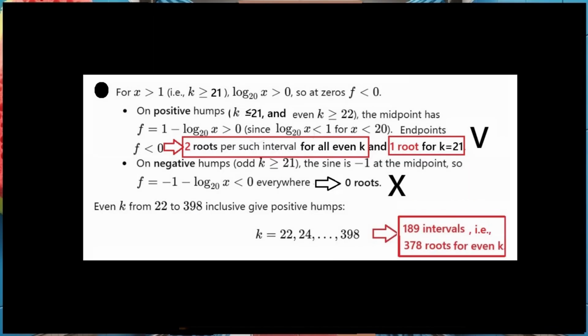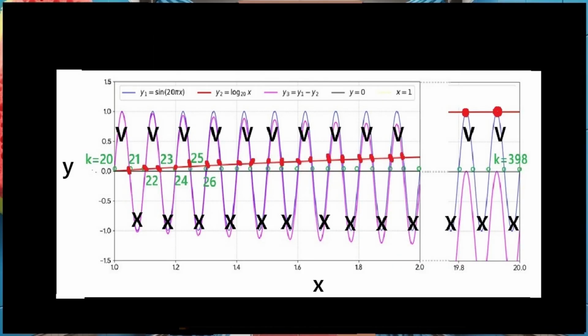Next, when the integer k is greater than or equal to 21, the logarithm value becomes positive. So at each zero of the sine function, the difference function is negative. On the positive humps, that is, for k equal to 20, 21, and all even integers greater or equal to 22, the midpoint has a positive value for the difference function, because the logarithm value is less than 1 whenever x is less than 20. Since the difference function is negative at the endpoints and positive at the center, each of these intervals contains 2 roots. With one exception, the integer k equal to 21 contributes 1 root.